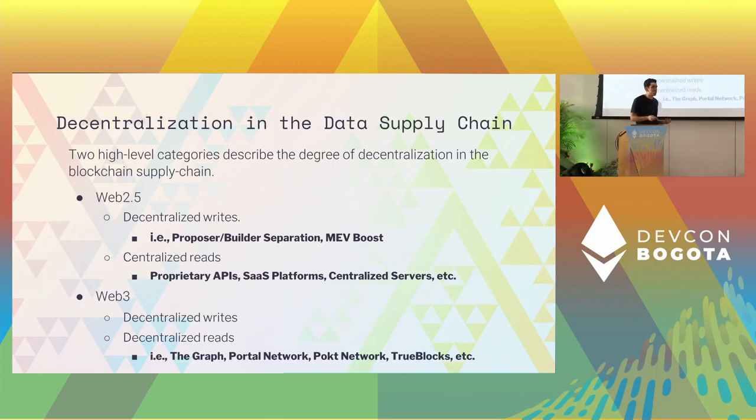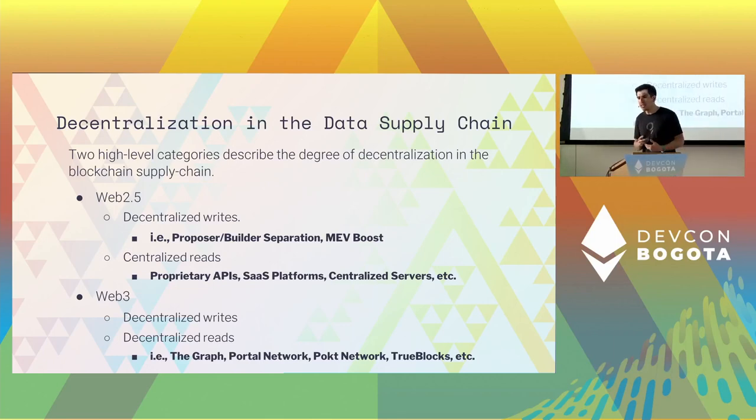So the other approach is what we call the Web3 approach. Web3, simply put, is full stack decentralization. In the context of the blockchain data supply chain, what that means is decentralized writes, like what we just talked about, but also decentralized reads.